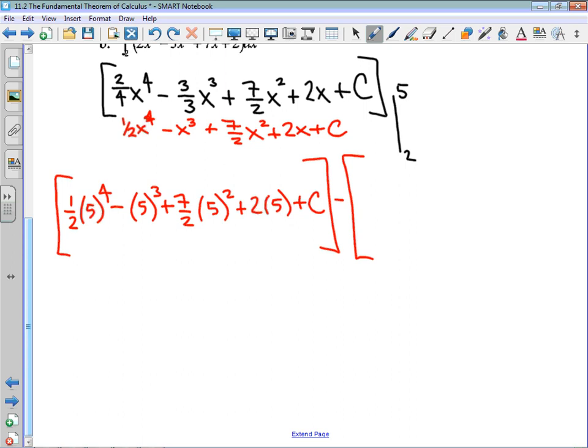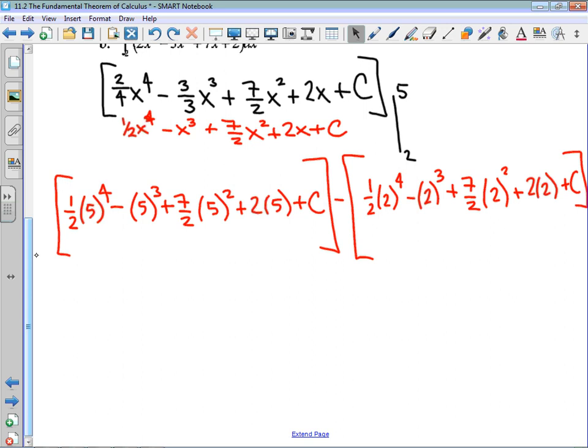So this is going to be 1/2 times 2 to the power of 4 minus, sorry, that should be 2 cubed, plus 7 over 2 times 2 squared plus 2 times 2, and then that constant creeps in there again. Just like our previous example, that constant will cancel. I'm not going to belabor this too much, but what I can say then is when I add all of those constants together, I get 267.